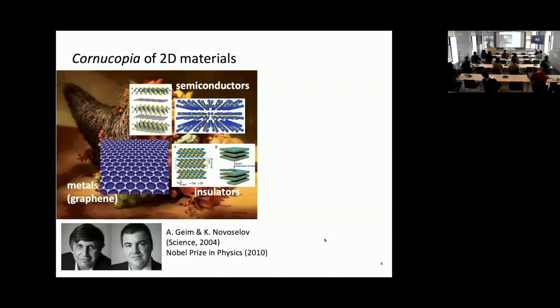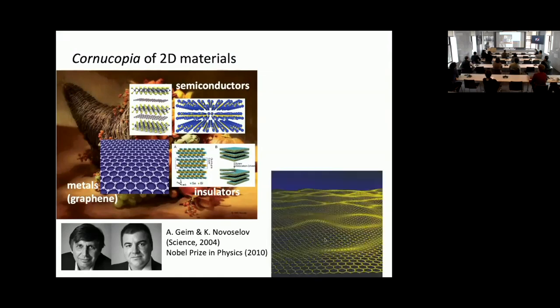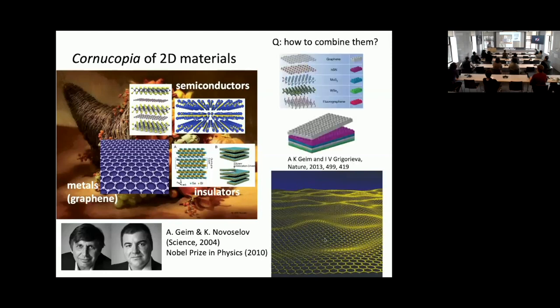And of course, this was another Nobel Prize for the discovery of graphene to Geim and Novoselov. And it produced a tremendous amount of interest and new exciting physics. So this is a more realistic version of graphene. There are ripples when it's not sandwiched between other flat layers. And of course, a very interesting aspect of all this is now that we have all these types of layered materials, how can we combine them?